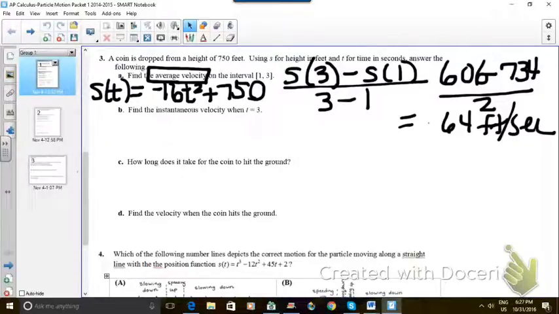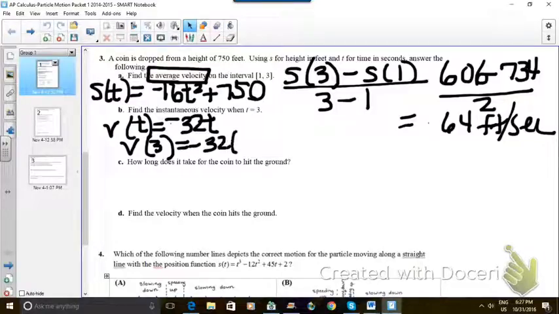Part B, instantaneous velocity, that's our derivative. Negative 32t. Plug in 3 to get the velocity when t is equal to 3. Negative 32 times 3 equals negative 96 feet per second.